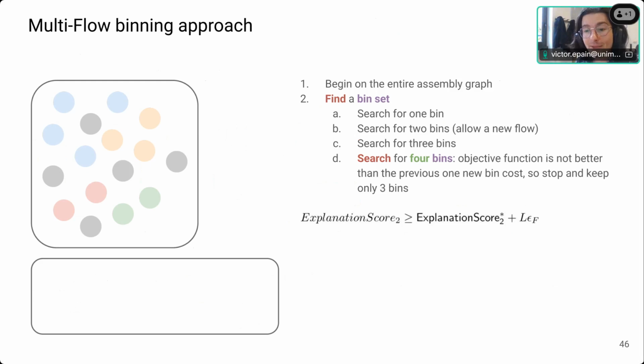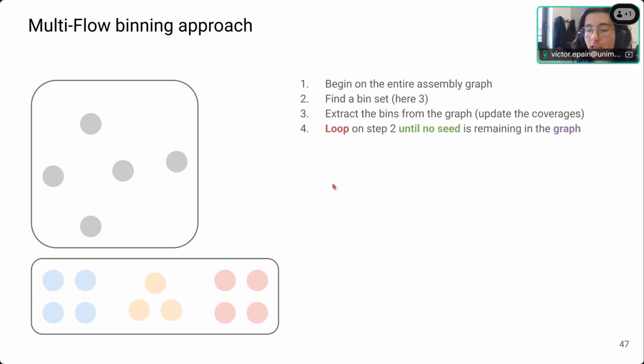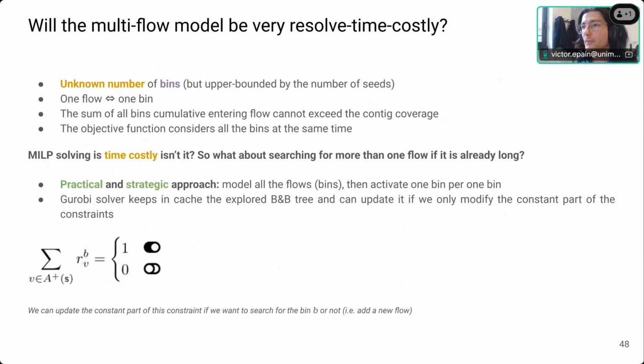If you are not better, you are explaining the same data, but with more bins, or you are explaining the data badly, let's say. Here it is the case, so we keep just 3 bins, and we extract them. We update the coverages in the graph, and we continue the multi-flow binning approach. We loop until no seed is remaining, until we reach a certain threshold of number of bins we want without seeds, etc. Okay. The difficult question is, again, mixed integer linear programming is really costly.